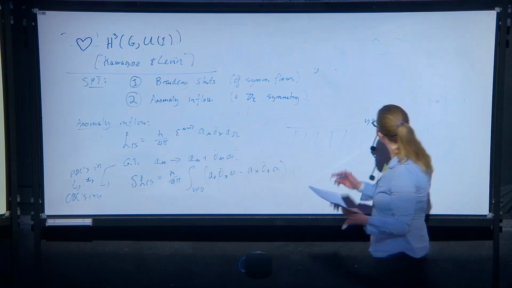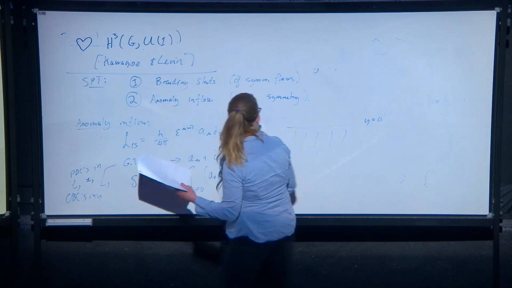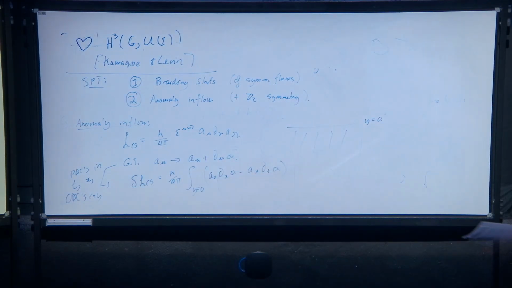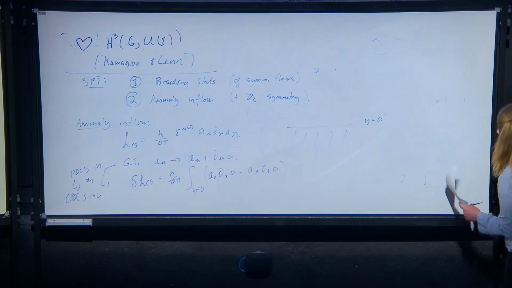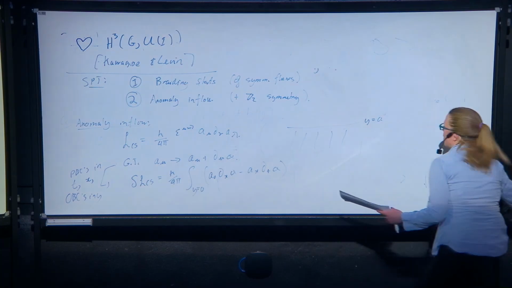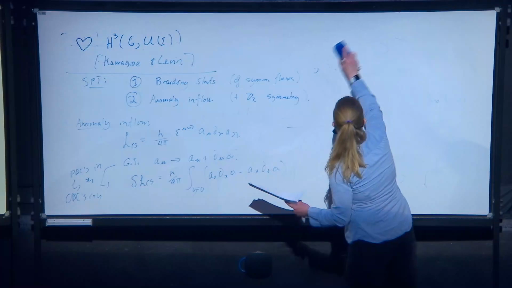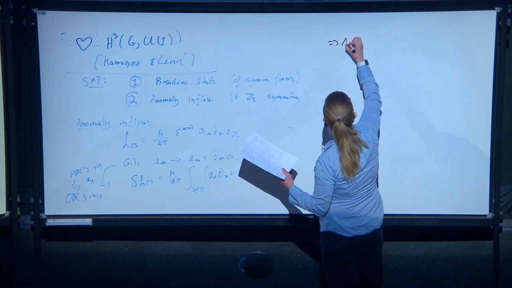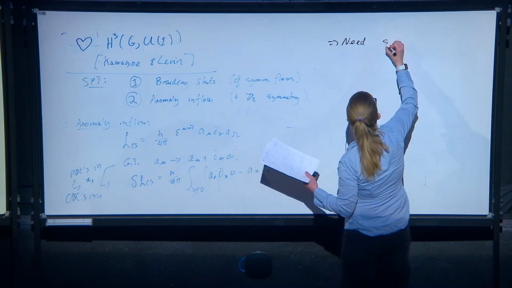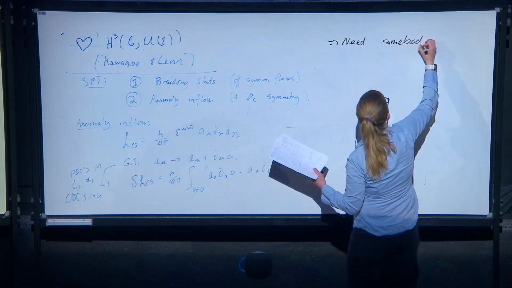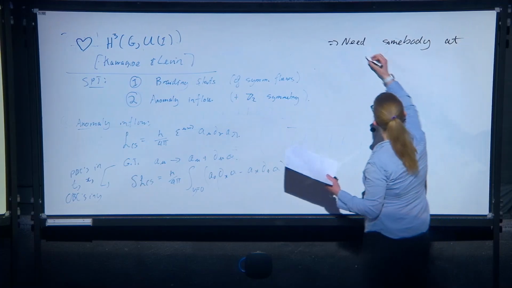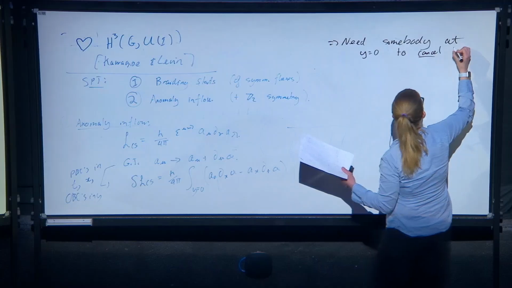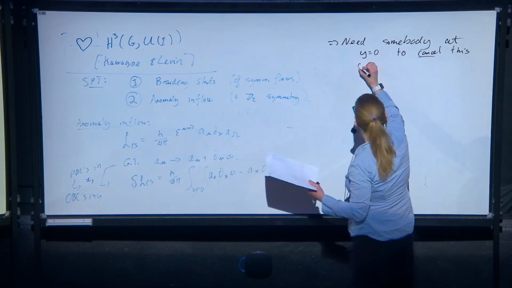So what do we do? Well, that tells us that at this boundary, we need another theory. So we need somebody at the boundary to cancel this anomaly.